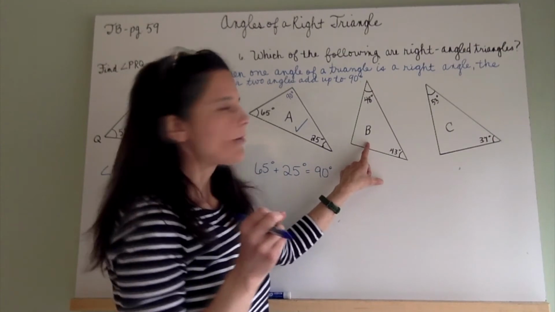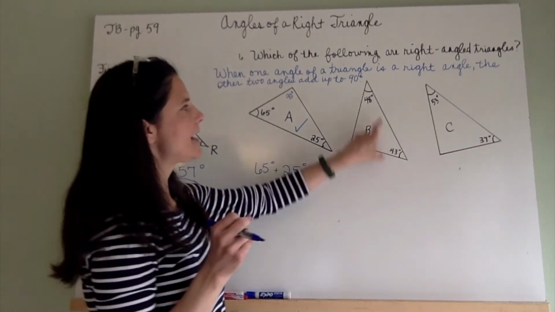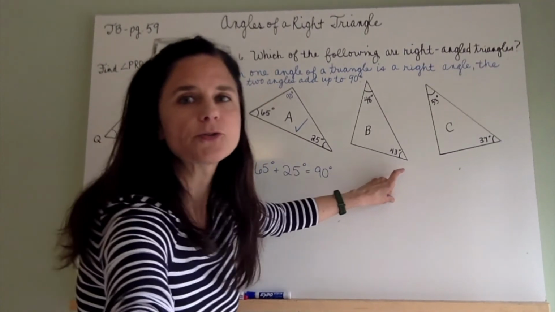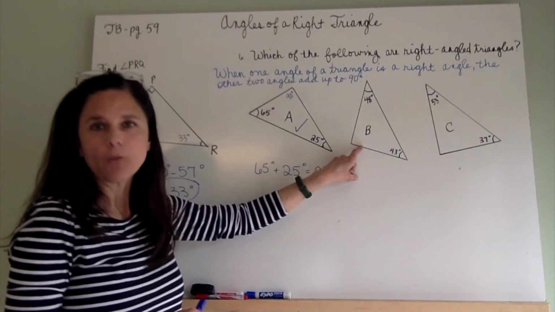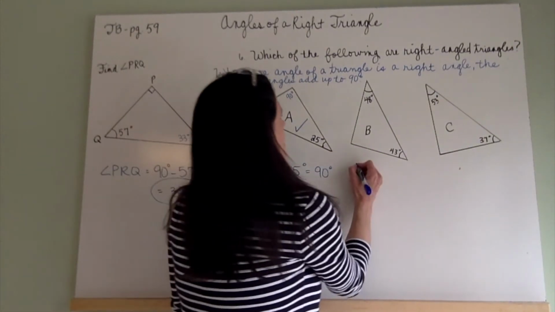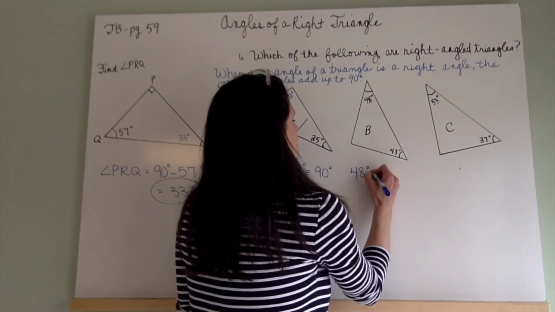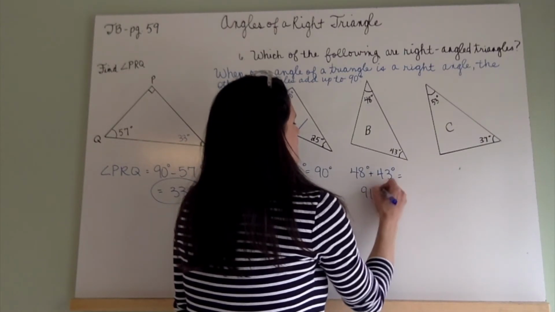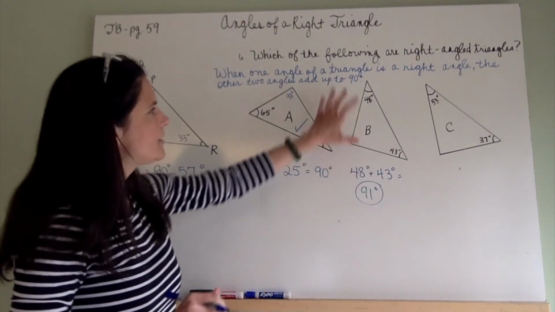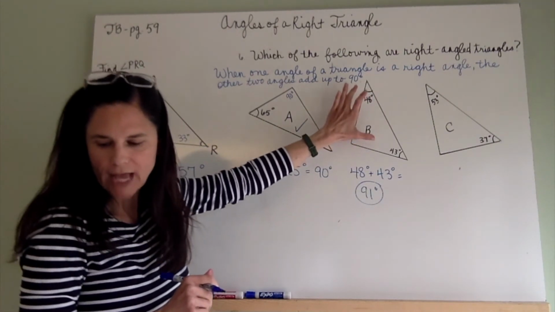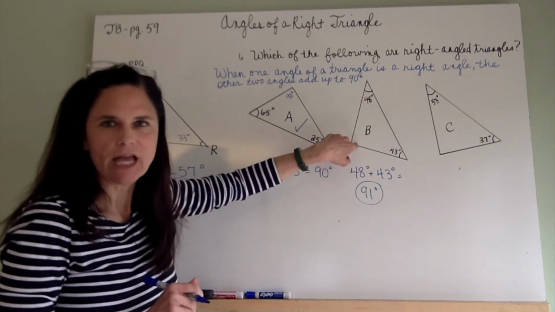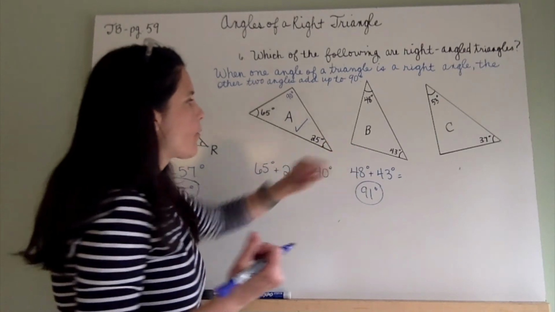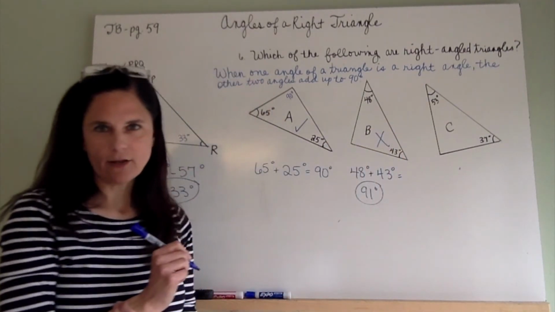Okay, moving on to triangle B. Is this a right-angled triangle? Well, again, we're just going to use that same method where we add up the two known angles to see if they equal 90. If they equal 90 degrees, then this other unknown angle must be 90 as well. So when you add up 48 degrees plus 43 degrees, you'll get 91 degrees. So if these two angles are equal to 91 degrees, then this can't be a 90-degree right-angled triangle. This has to be 89 degrees. So this is not a right-angled triangle.